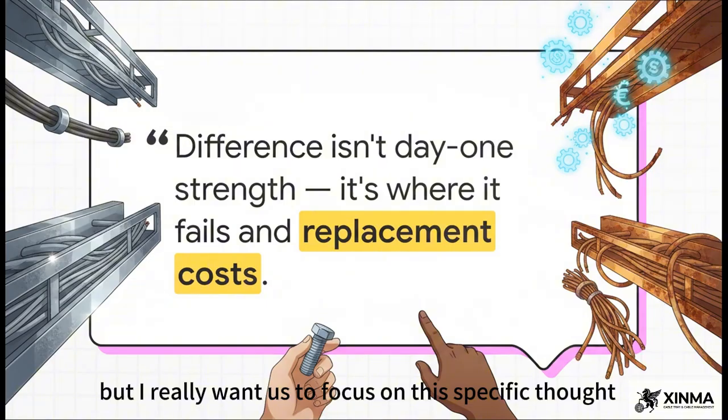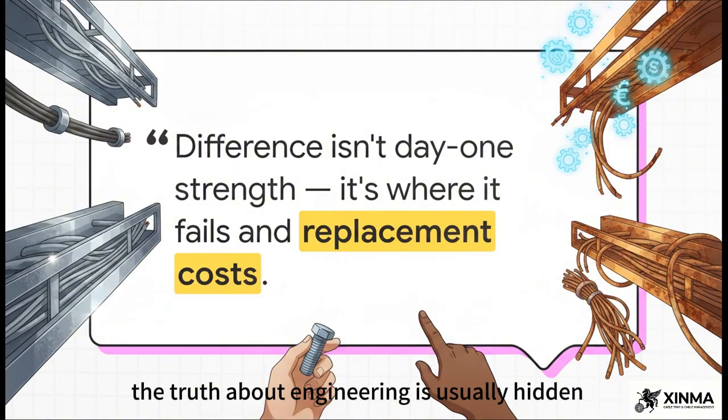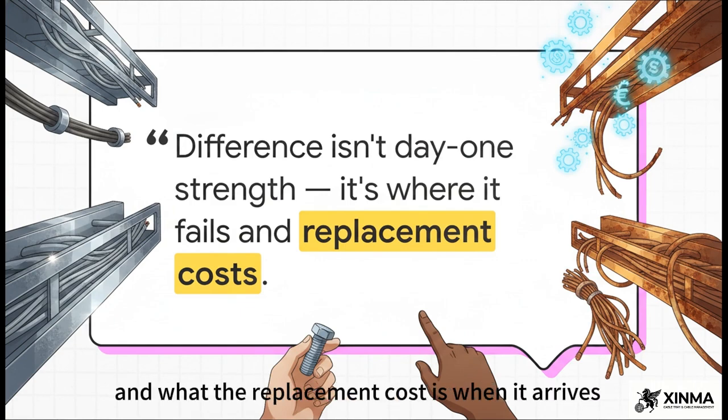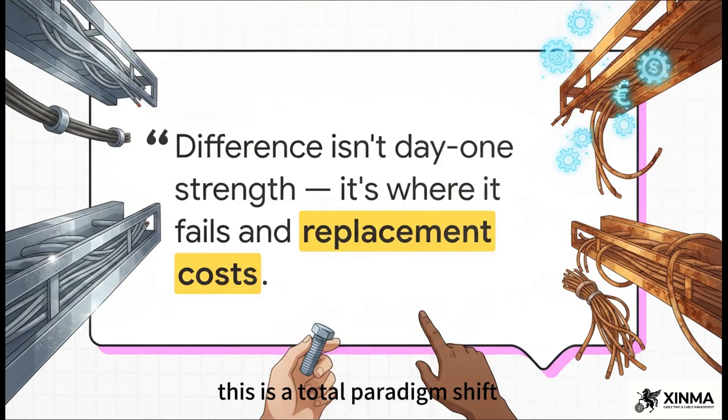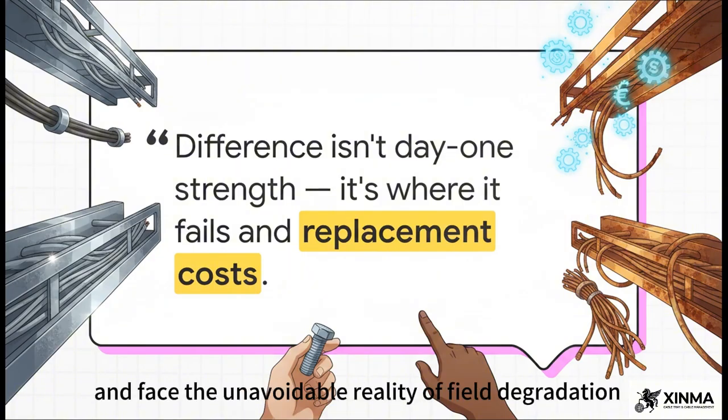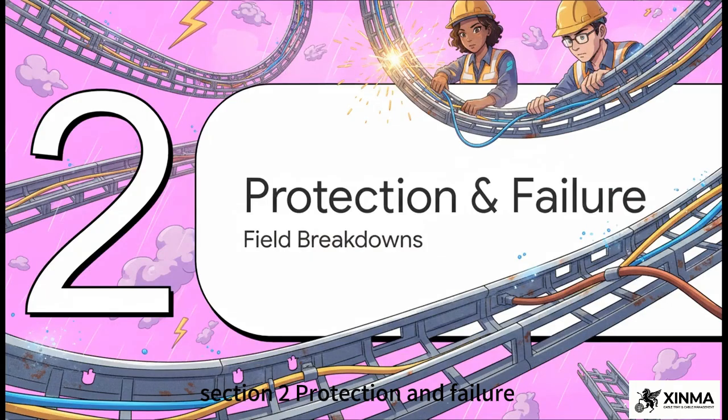But I really want us to focus on this specific thought. The truth about engineering is usually hidden over the long haul. As the source data points out, the difference isn't day one strength, it's where each material starts failing first and what the replacement cost is when it arrives. This is a total paradigm shift. We absolutely have to take our eyes off that tempting initial purchase price and face the unavoidable reality of field degradation.